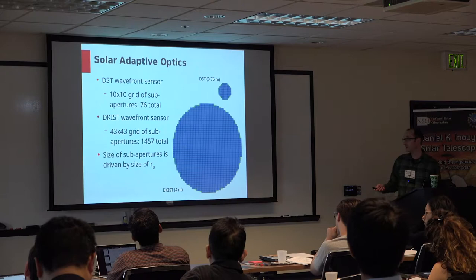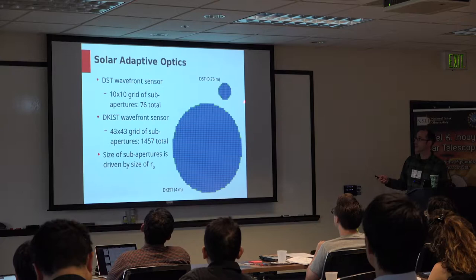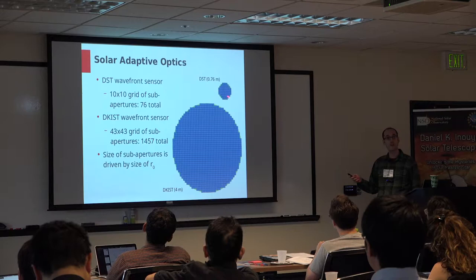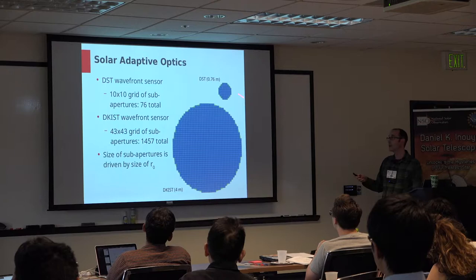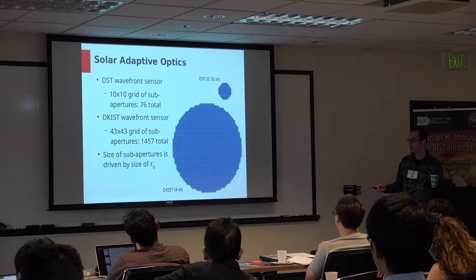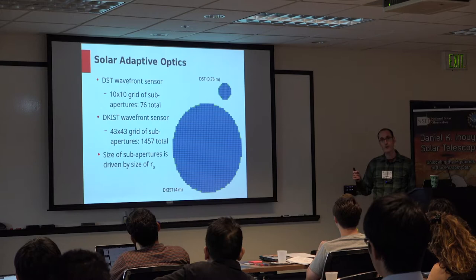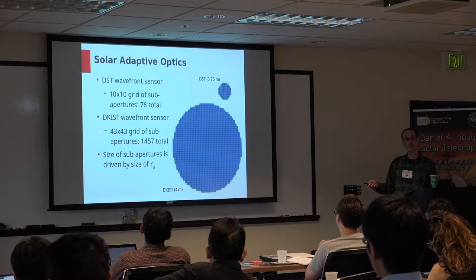So here is a visualization of the scale difference. This is what the previous generation of telescopes looked like. This is the meter class, and this example in particular is the Dunn Solar Telescope in New Mexico, 76 centimeters. It had a 10 by 10 grid of superapertures with a total of 76, and now we're going to a 4-meter telescope with a 43 by 43 grid of superapertures with a total of 1457. We're running at 2 kilohertz. That means that we've got to be ready in half a millisecond. And we've got to calculate 1457 cross-correlations in that time. Well, in less than that time.